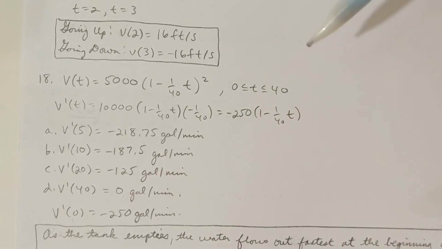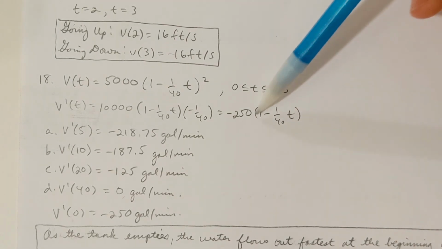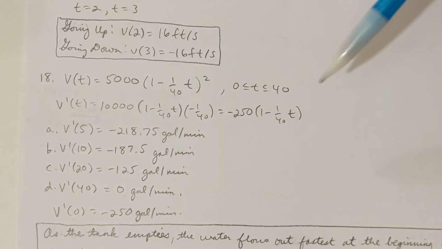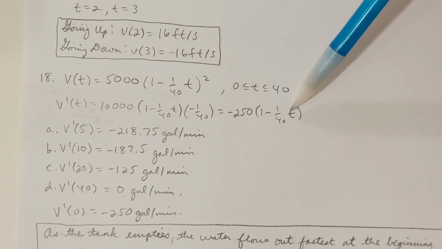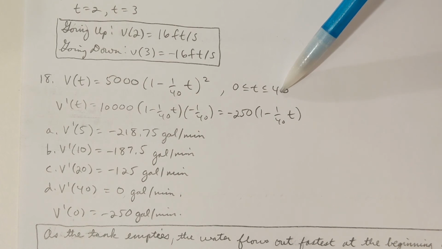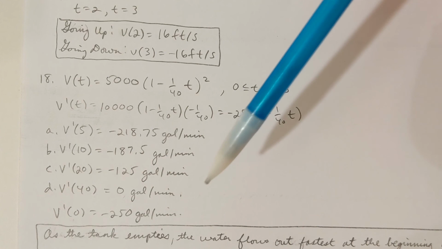How about at 20 minutes? When t is 20, you get 20 over 40 is 1/2. 1 minus 1/2 is 1/2. Half of negative 250 is negative 125 gallons per minute. How about at 40 minutes? 40 over 40 is 1. 1 minus 1 is 0. 0 gallons per minute. That should make total sense to us, right? After 40 minutes, the tank is now empty. So there's no more water left in the tank. It's changing at a rate of 0 gallons per minute.